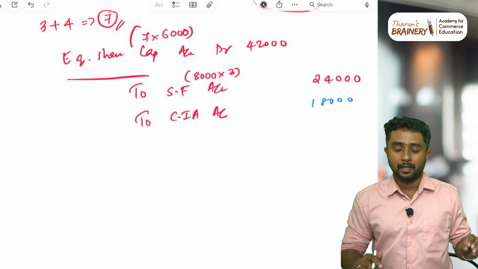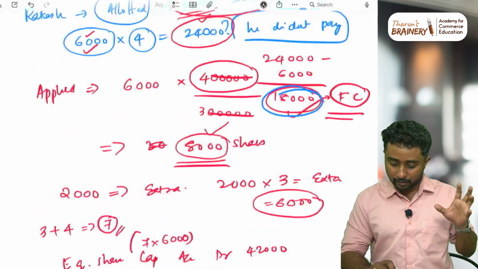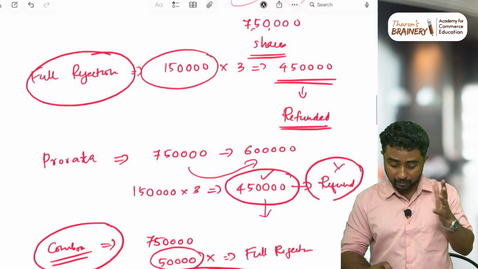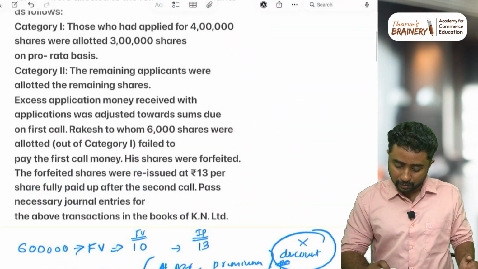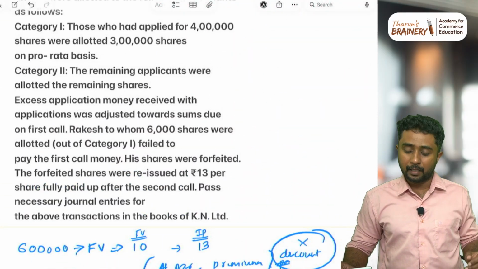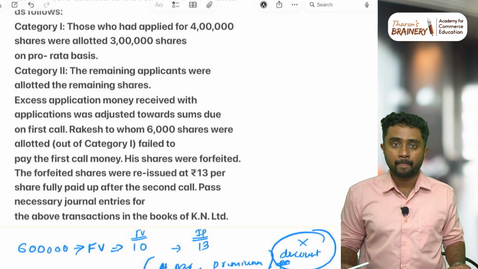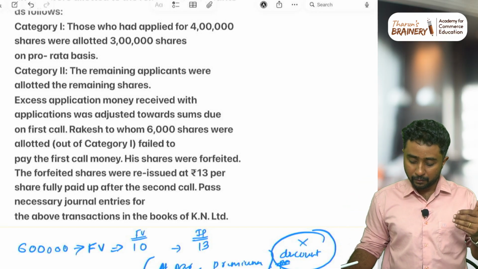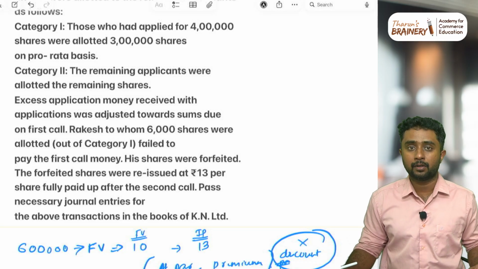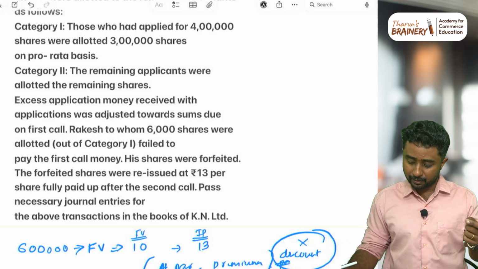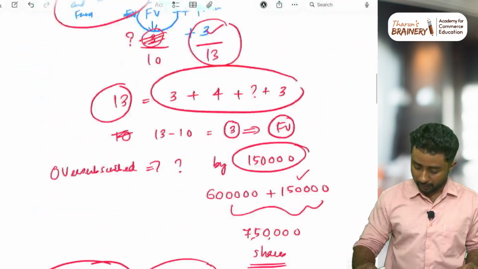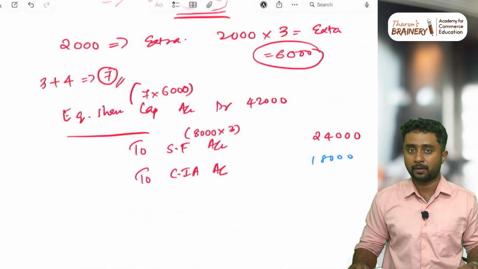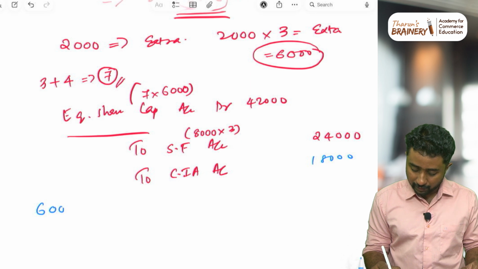That part is done. Now the next thing that you have to note in this question is that the remaining entries up to this entry are all normal entries only. After this, when you are passing the entry for second and final call money due, because forfeiture happens now and reissue happens after the second and final call, you should not consider Rakesh's shares in that list. That means until the case of the first call, you will be calculating the due entries.